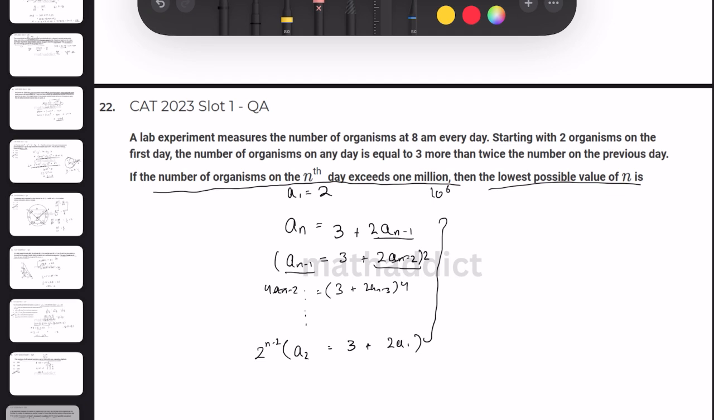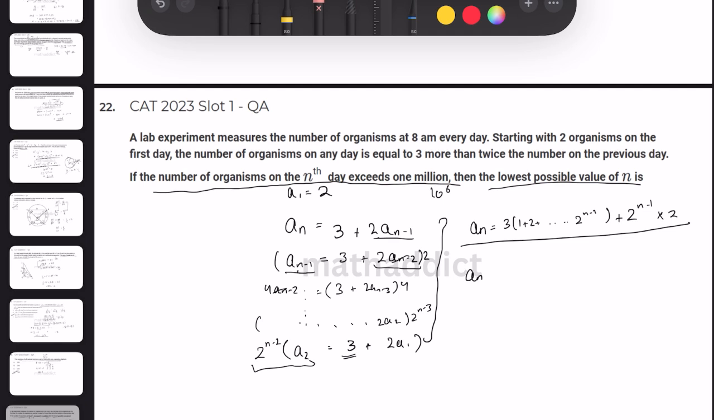So at the end what we'll be left with is a_n equals 3 into (1 plus 2 plus ... plus 2 to the power n minus 2) from here, plus 2 to the power n minus 2 into 2a_1, so that is 2 to the power n minus 1 into a_1, which is again 2. All the rest of the a's would get cancelled: a_(n-1), a_(n-2), a_(n-3), a_(n-4). At the end this would get cancelled from 2a_2 into 2 to the n minus 3. So this is the general nth term.